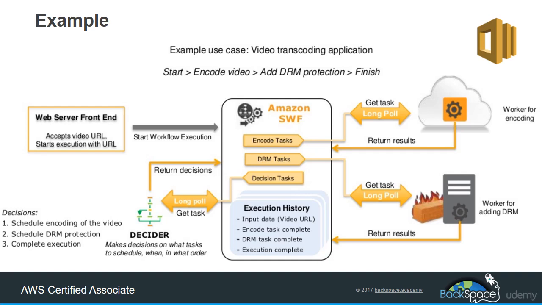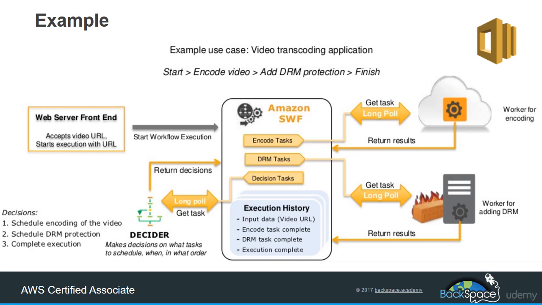It starts there with our web server front end. That is our workflow starter, our starter actor. And that will accept the video URL, and communicate with Amazon SWF to start this workflow. From there, SWF will create a task for encoding, and it will put that task into a task list, and it will sit there until such time as an activity worker is available to do that task.